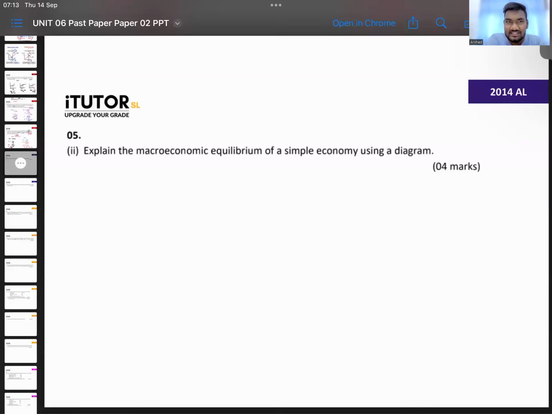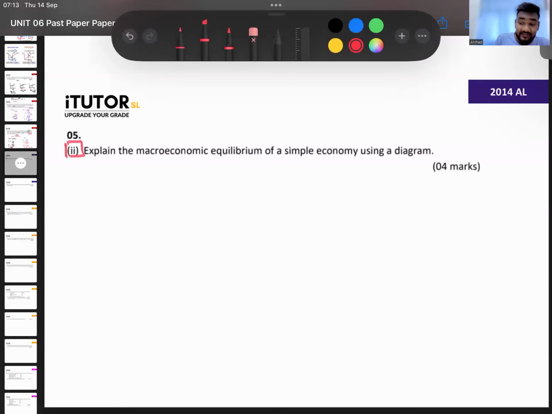So what they did was units number 5 and 6, they put it together in question number 5. This is what we actually get in our new format as well. So if you look at the question, they say question number 5, subsection number 2, explain the macroeconomic equilibrium of a simple economy using a diagram.